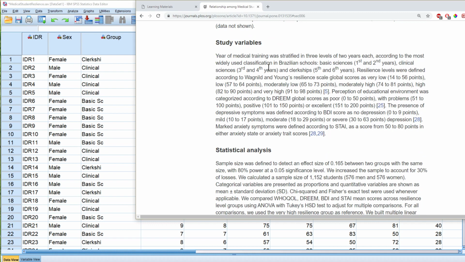Down under study variables, we can see that basic sciences are the first and second year students, clinical sciences are the third and fourth year students, and the clerkships are the fifth and the sixth year students. So it's a measure of how far through the program they are. So let's have a quick play with this data and see what we might do with it.